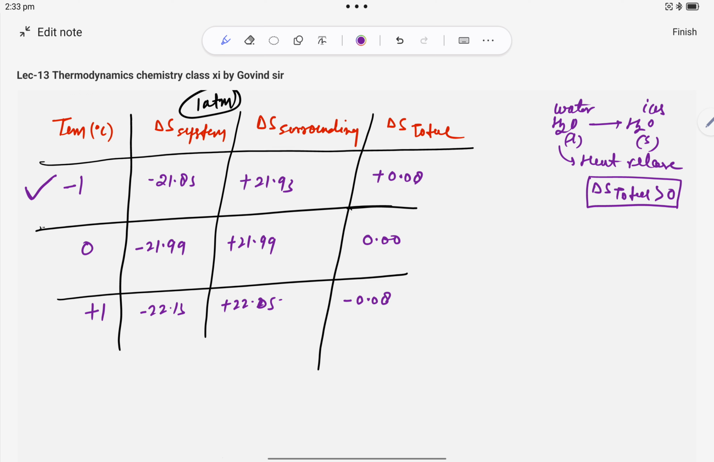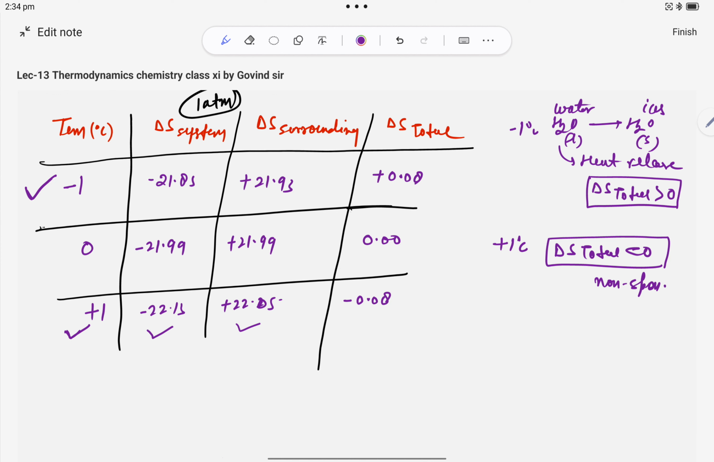Okay. Plus 1, this is -1 degree Celsius. Plus 1, here check it. Delta S total is less than 0. So it is a non-spontaneous process. The heat of the system is negative, and the heat of the surroundings is positive.